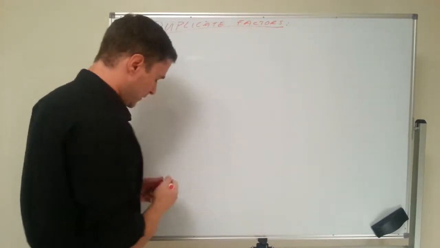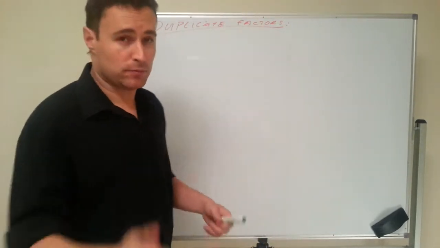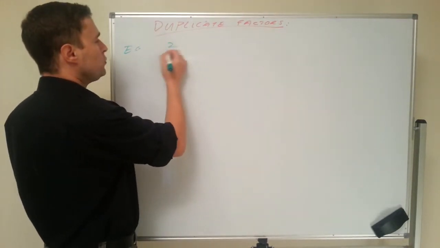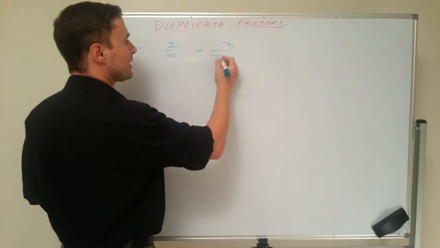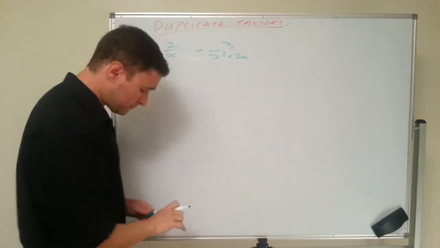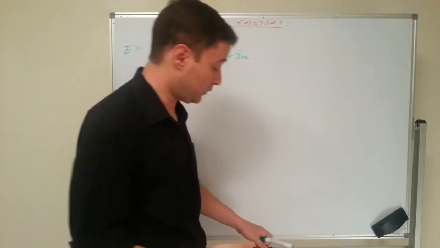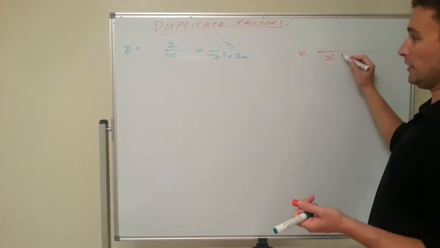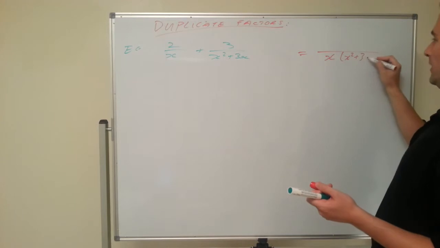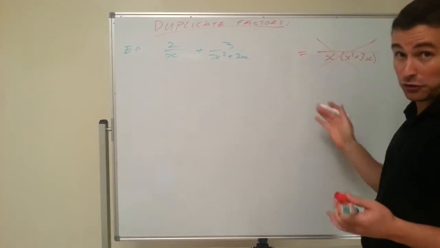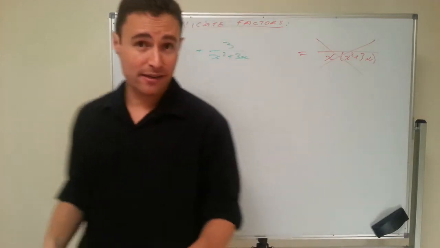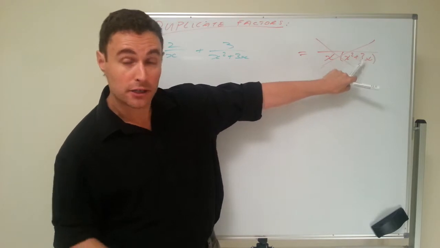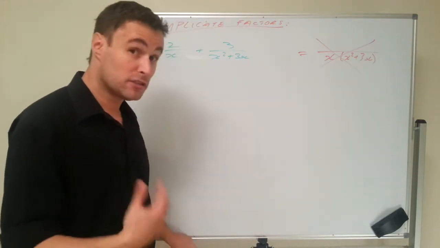Alright. So, the best way to explain this is to do an example. Let's take a look. 2 over x plus 3 over x squared plus 3x. Now, it is very tempting, especially if you watched the previous video, just to say the LCD is x times x squared plus 3x. But it's not. Please don't do that. That's a common mistake that people make, because actually that x is duplicated inside that one. You want to try and keep it as simple as possible.